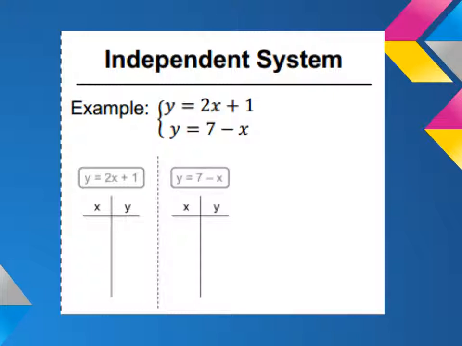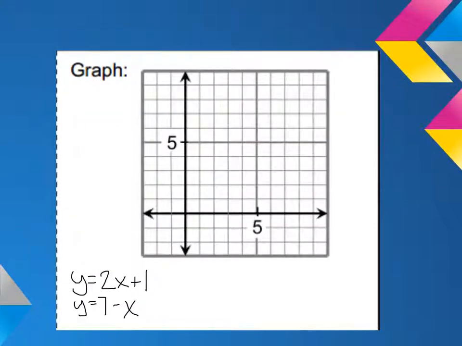We are not going to make tables for these. We are just going to be graphing these on our coordinate plane to find where they intersect. So you do not have to make a table of values. We are just going to graph these. Okay, our first equation, y equals 2x plus 1, is written in slope-intercept form, y equals mx plus b.